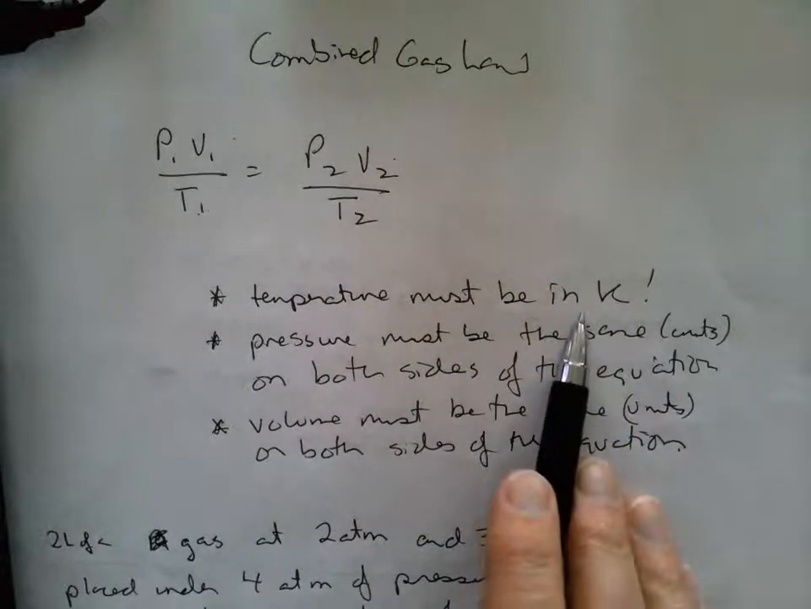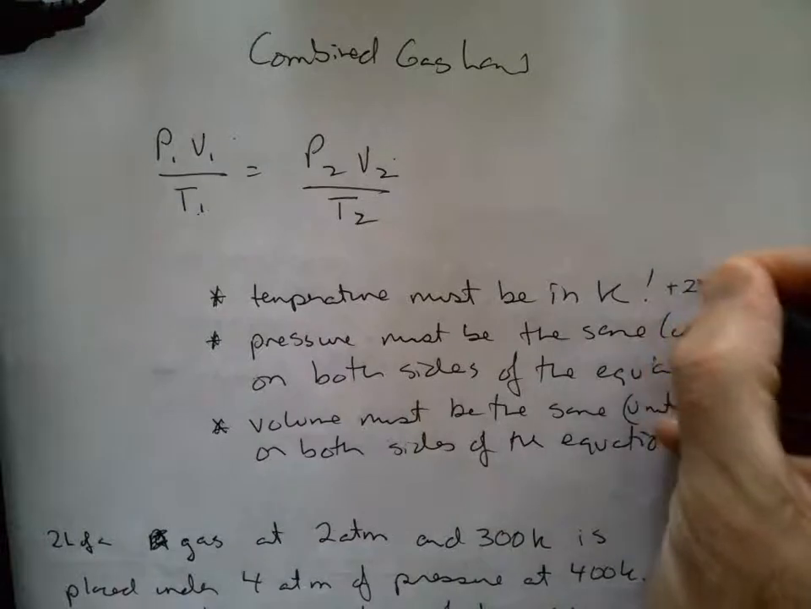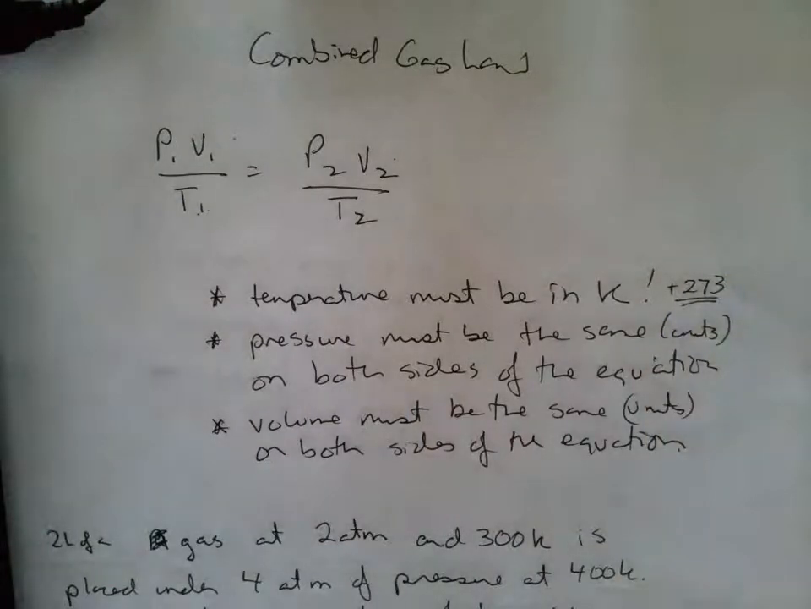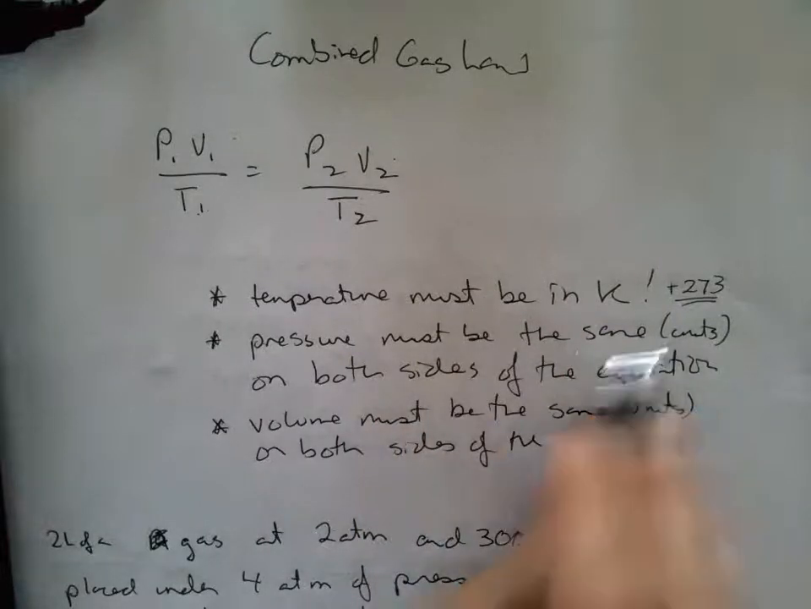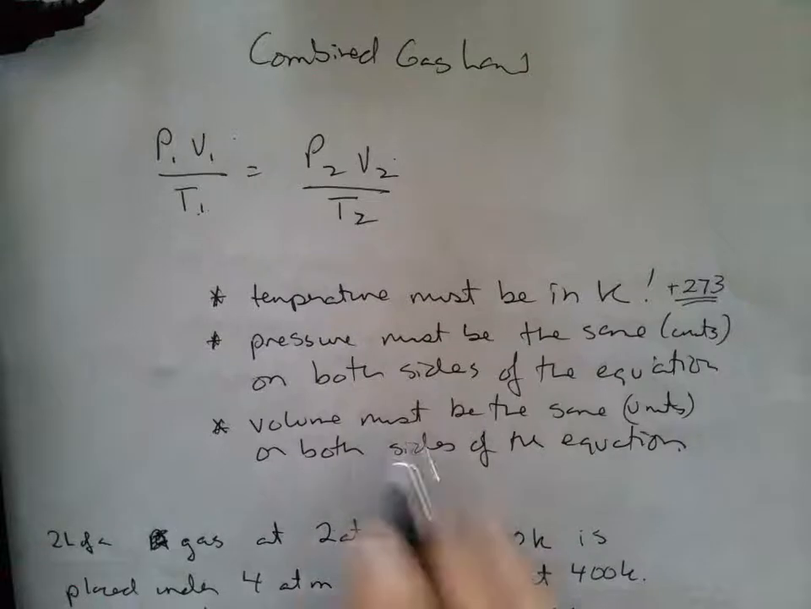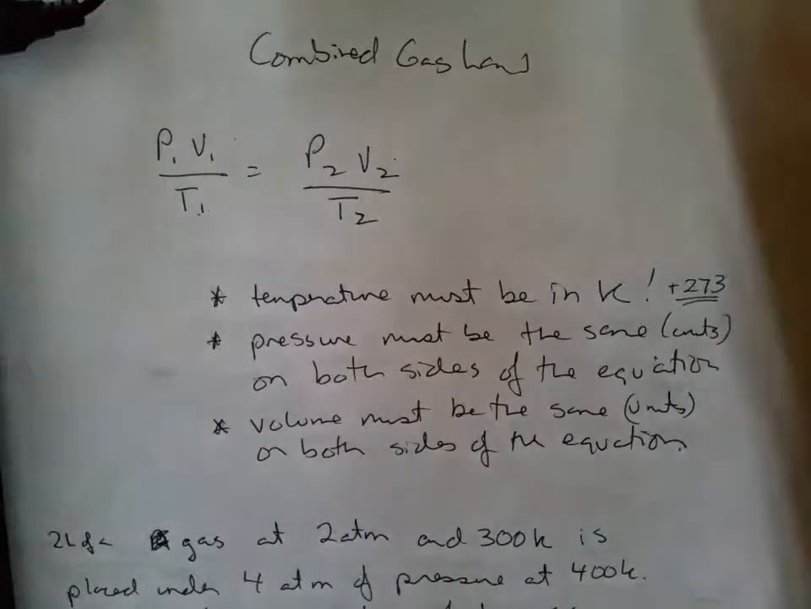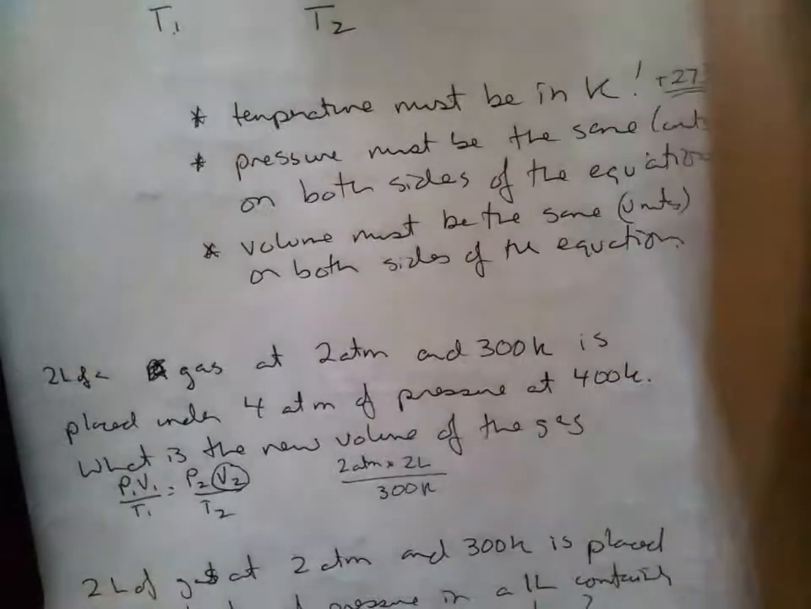Important reminders, make sure the temperature is in Kelvin. So let's say it's 20 degrees, you have to add 273. So always add 273 to the Celsius to get it into Kelvins. Pressures must be in the same units. It doesn't matter which units you use for pressure, but you've got to use the same one. So if it's ATMs on the left side of the equation, it's ATMs on the right. Volumes must be in the same units. So if you got liters on the left, it must be liters on the right. So don't mix units when you're doing the problems, although the equation is very forgiving.